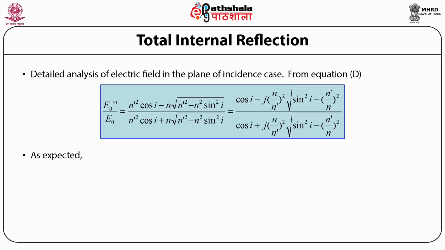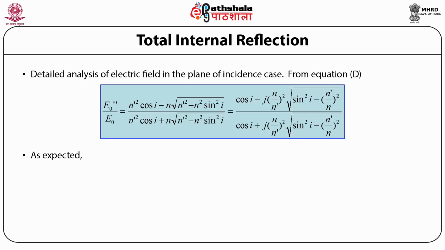And this is equal to cos of the angle of incidence minus j times the ratio of the square of the refractive index of medium 1 to that of medium 2, whole times under root of sine square angle of incidence minus square of the ratio of the refractive index of medium 2 to that of medium 1, whole divided by cos of I plus j times square of the refractive index of medium 1 divided by square of the refractive index of medium 2, whole times under root of sine square angle of incidence minus square of the ratio of refractive index of medium 2 divided by that of medium 1.